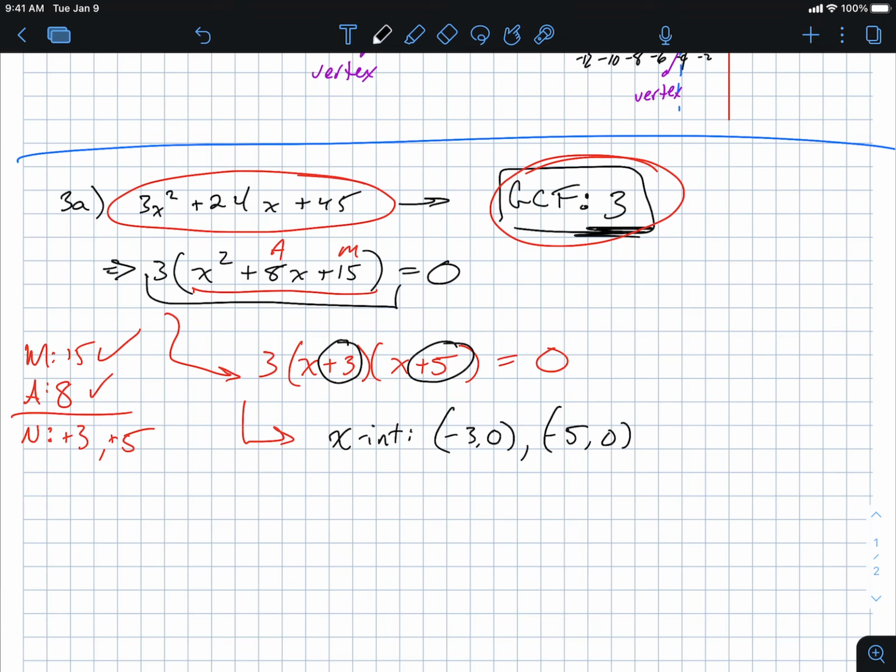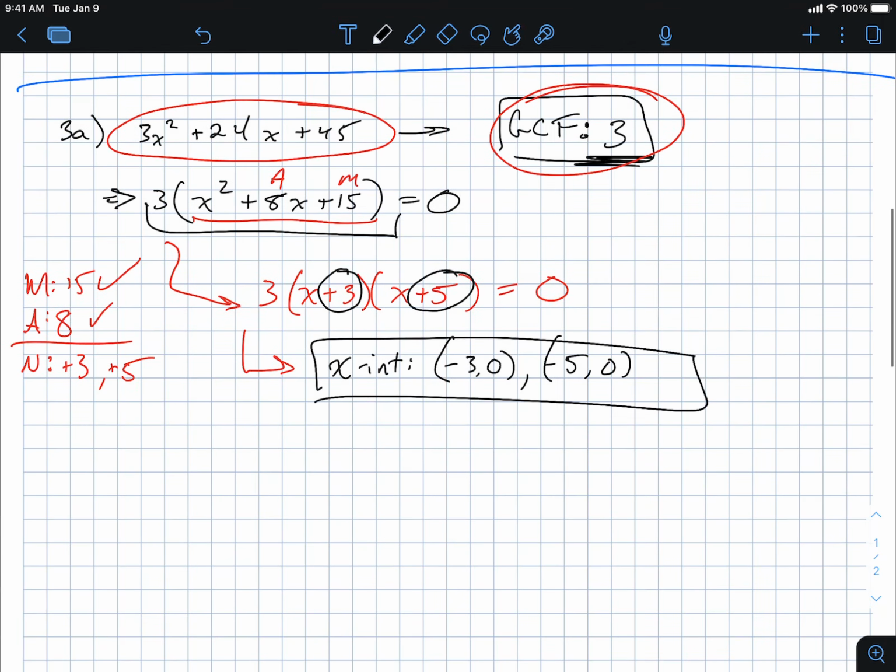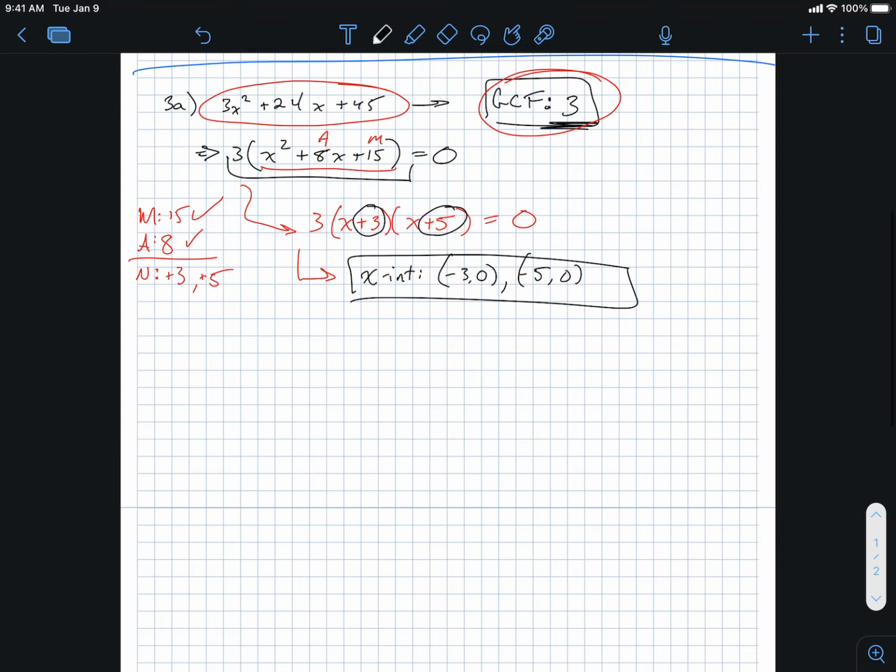-5 and 0. Those are your two x-intercepts. These are important pieces of information. We can use that now. Right? So you go, okay, no problem. Now I know my x-intercepts. Let's go down here. Let's draw a little graph.